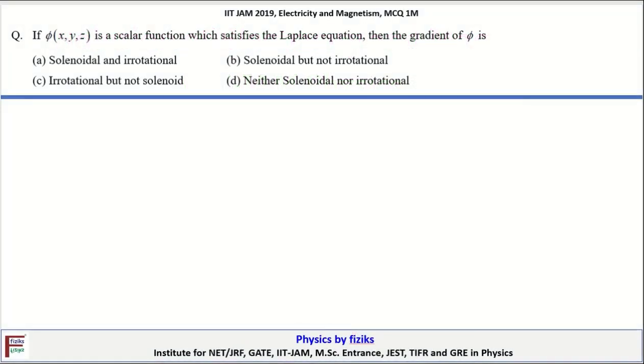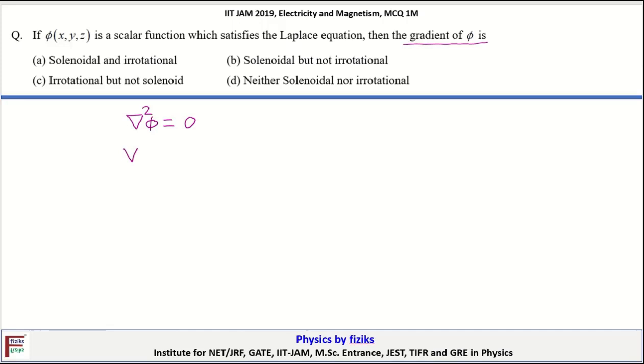So in this question, it is given that phi is a scalar function which satisfies the Laplace equation. Then we have to see the properties of gradient phi, whether it is solenoidal or irrotational. Since phi satisfies the Laplace equation, we can write del square phi is 0.